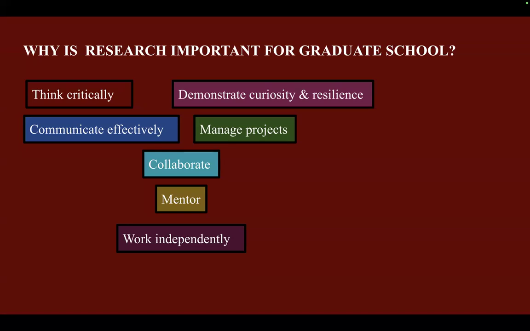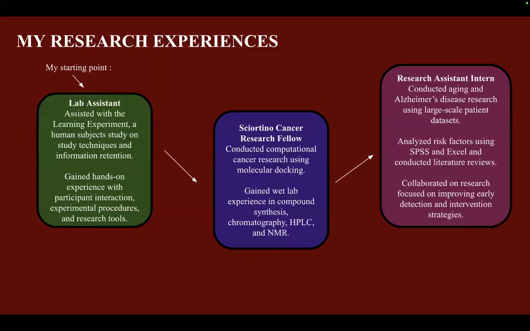Most of the time they also come from different backgrounds, so collaborating with everybody teaches you to contribute effectively and learn from others. And obviously, working independently. Grad school requires a lot of self-direction and the ability to take ownership of your research, and research experience helps you build confidence in developing questions, solving problems, and making decisions.